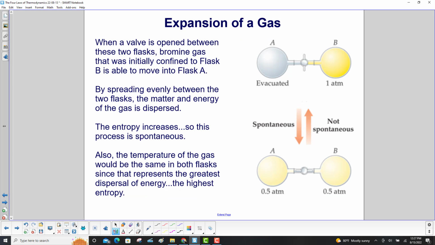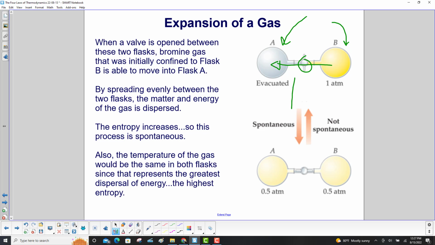When a valve is open between these two flasks, you have one flask that has nothing in it, it's a vacuum, and over here, you have bromine gas. So when you open the valve, the bromine gas flows over here. The gas that was initially only in flask B is now in flasks A and B. By spreading evenly between the two flasks, the matter and energy of the gas is dispersed. The entropy increases, so this process is spontaneous. Also, the temperature of the gas would be the same in both flasks, since that represents the greatest dispersal of energy, or the highest entropy.